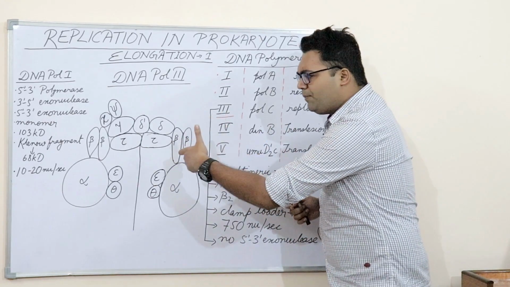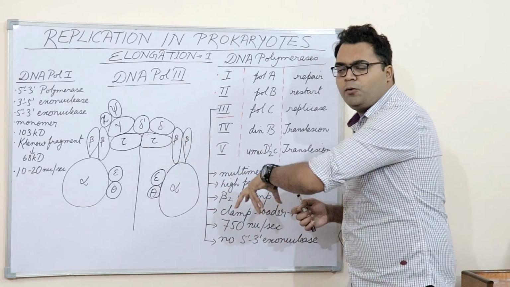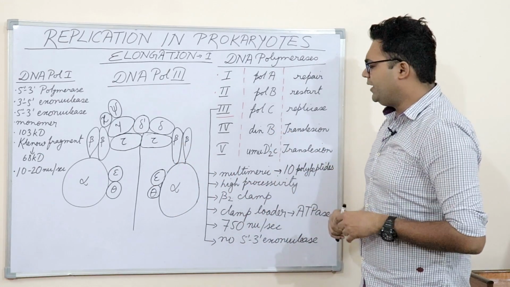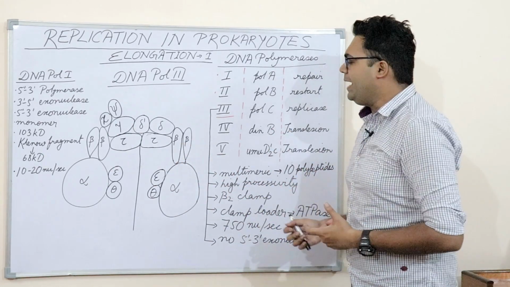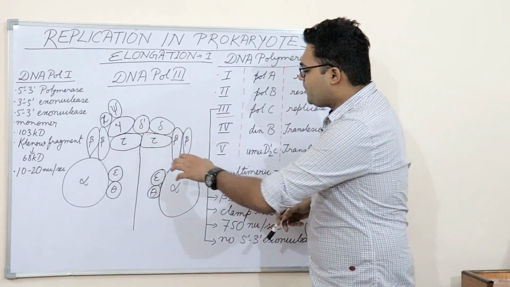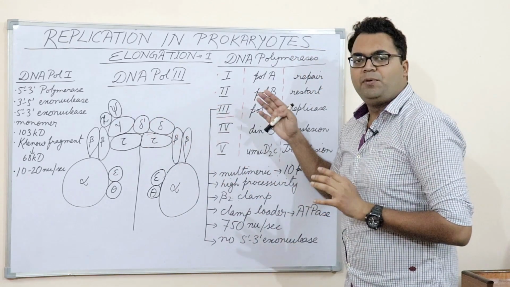Now what enables this specific beta clamp to load? What enables its loading onto the DNA strand? The answer to that question lies in the clamp loader, which is also an ATPase. The clamp loader is this part: the gamma part, the psi part, the delta prime, delta. So this is the clamp loader.